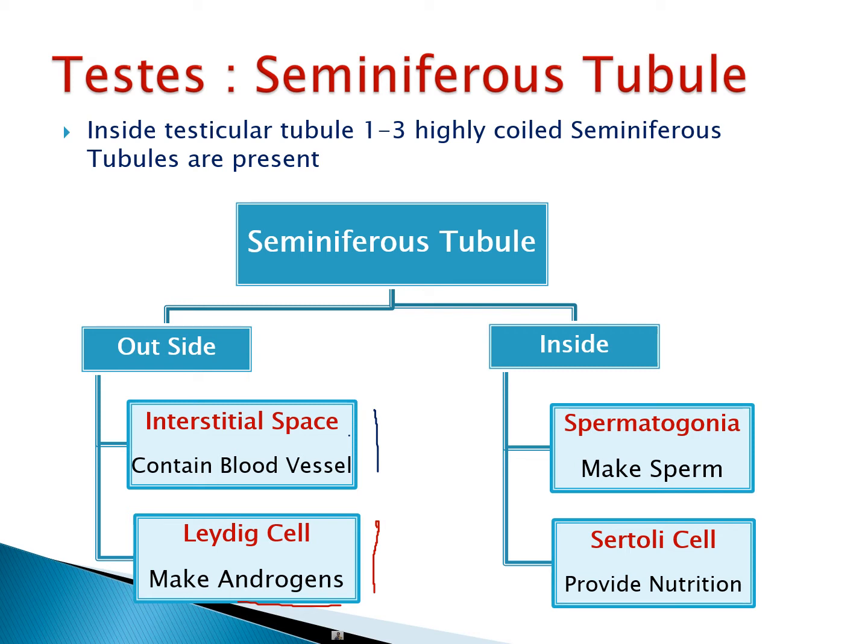Inside the seminiferous tubule are spermatogonia. These are the male germ cells and their main function is to make sperms. Apart from this, Sertoli cells are also present inside the seminiferous tubule and their main role is to provide nourishment.